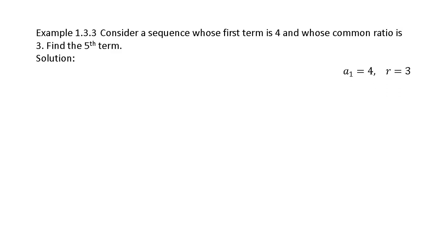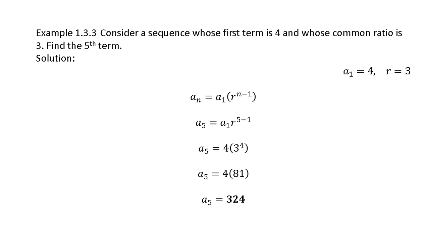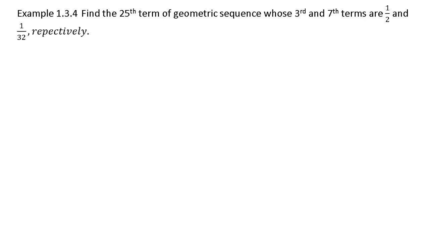Example 1.3.3: consider a sequence whose first term is 4 and whose common ratio is 3. Find the fifth term. So we are given the first term and the ratio. So using the formula, we'll get the fifth term. a sub 5 equals a sub 1 times r to the power of 5 minus 1. So here, a sub 5 equals 4, the first term, times 3, the ratio, to the power of 5 minus 1, which is 4. So that's 4 times 81. a sub 5 is equal to 324.